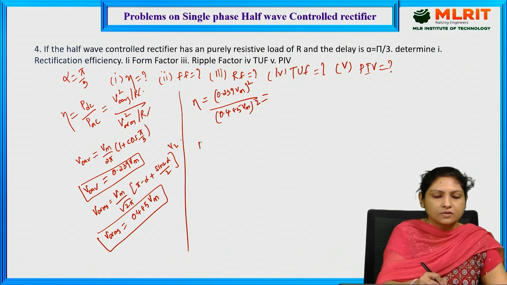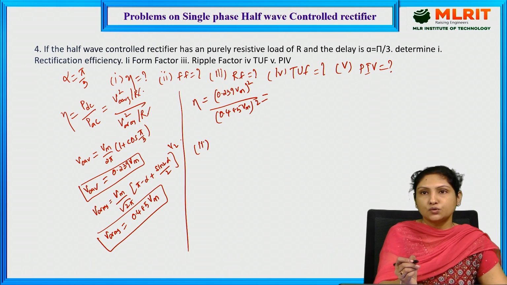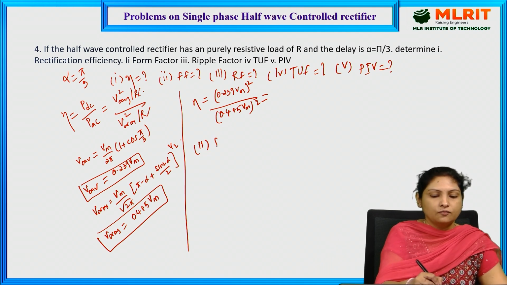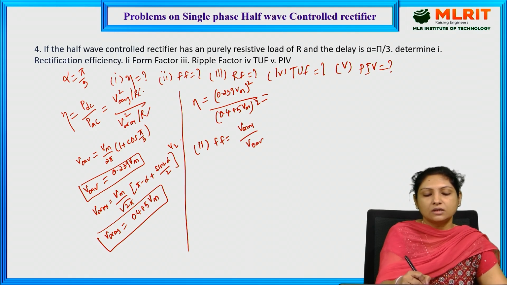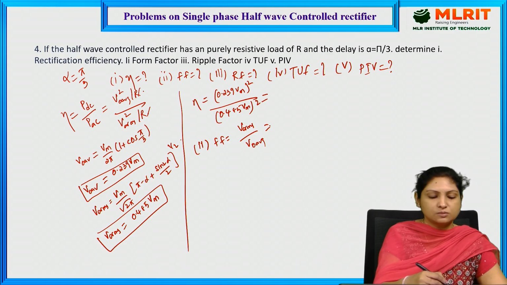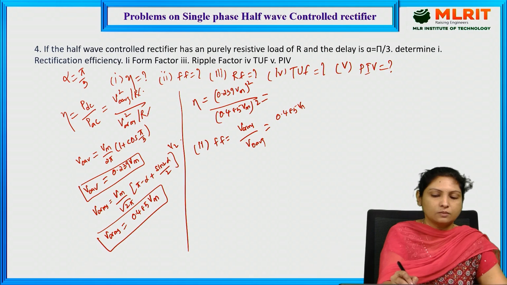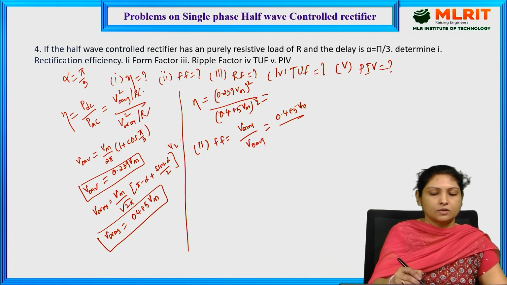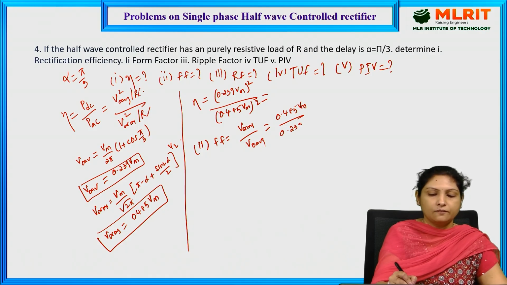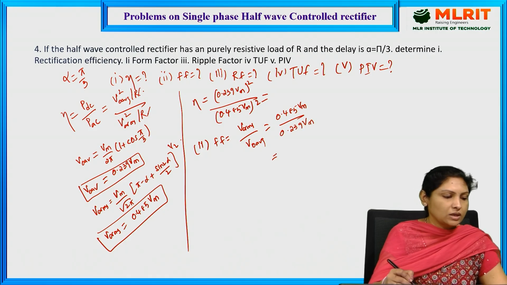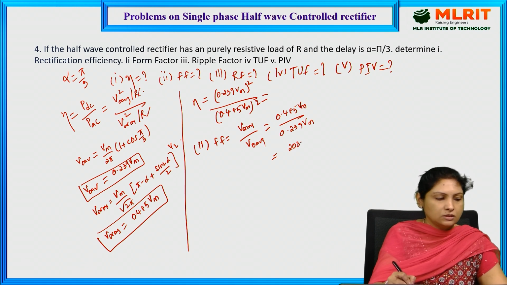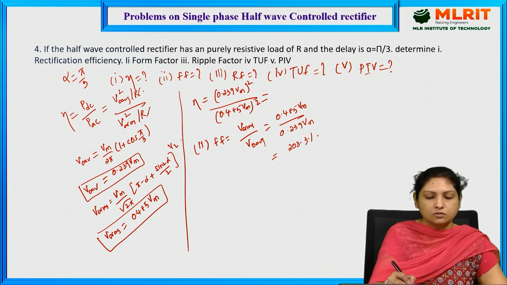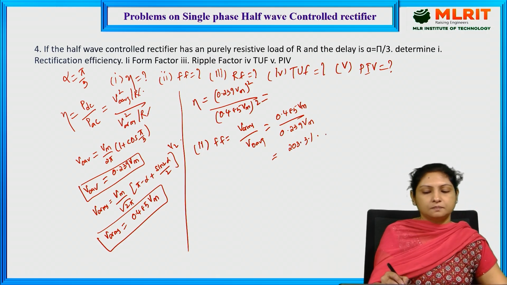And then the second bit he is asking us to find is the form factor. The form factor formula is V naught RMS divided by V naught average, where we have both these values, that is V naught RMS is equal to 0.485 V maximum divided by V naught average as 0.239 V maximum, and in this case we get the form factor as 203.3%, that is the form factor.